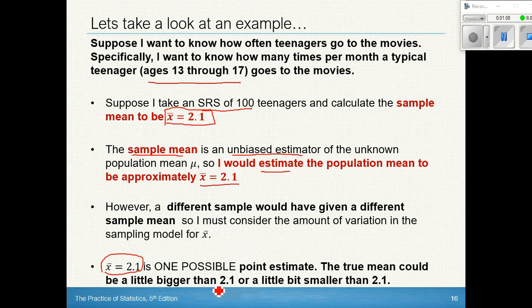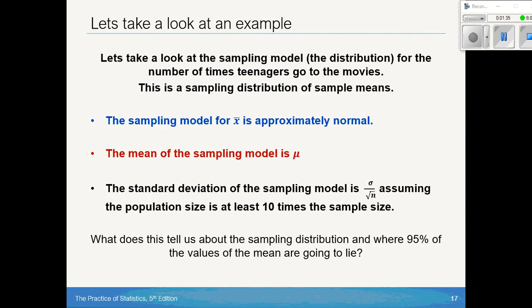The true mean could be a little bit bigger than 2.1 or a little bit smaller than 2.1, because if I take one sample mean and I get 2.1, I take another one and get maybe, say, 2.3, those are different. They're both close to the population mean, but not exact. So we have to take into consideration the variation between the sample means, and that the population mean could be a little bit higher than the sample mean or a little bit lower than the sample mean.